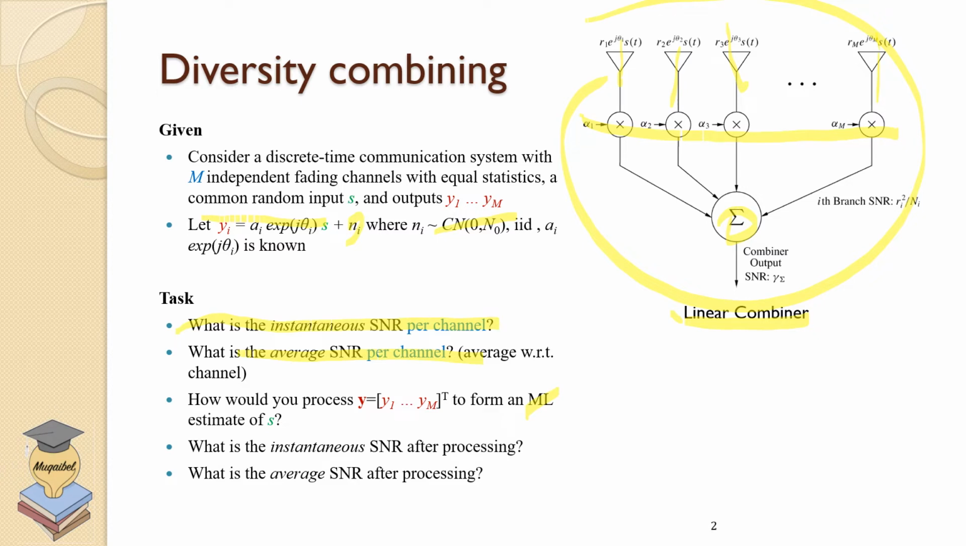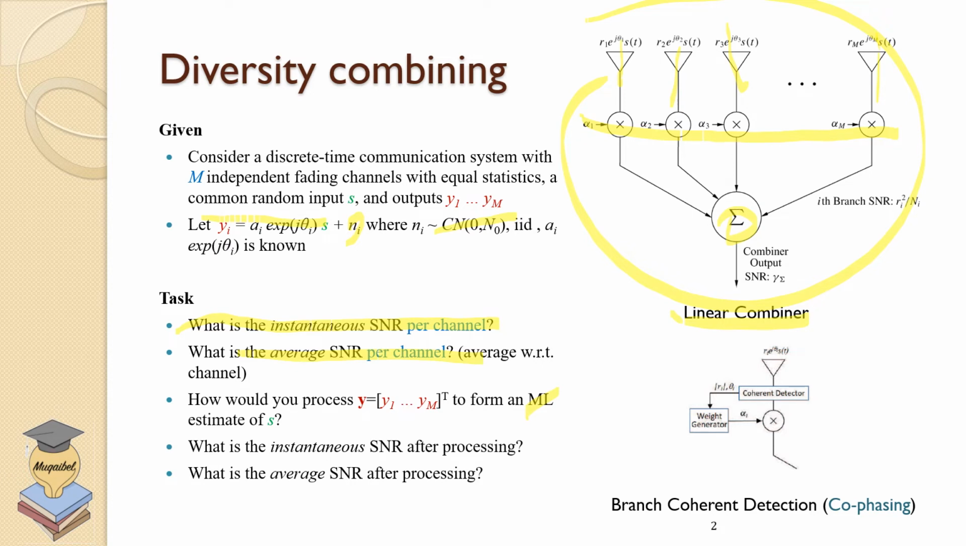What is the instantaneous signal to noise ratio at the output? And what is the average signal to noise ratio after processing? Remember, we're making a distinction between instantaneous and average, because with the fading effect, we will have an instantaneous value which could be very different from the average.